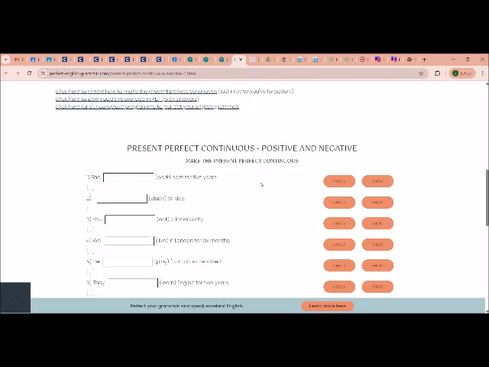Me escuchó? Yes, Giovanna, go ahead. She has been working here for 5 years. Exactly. Good job.